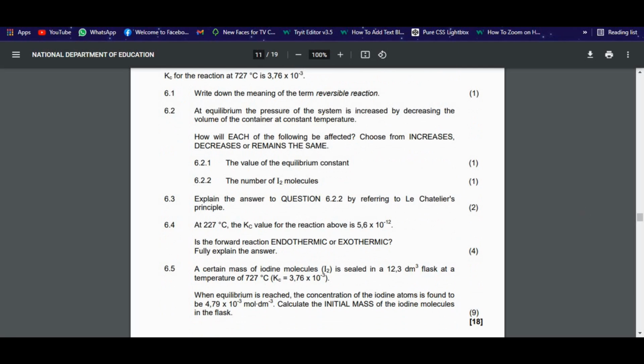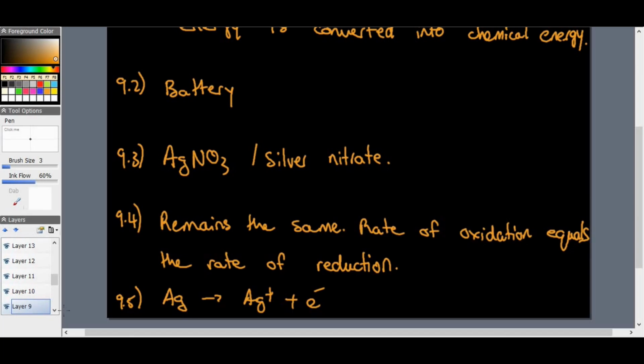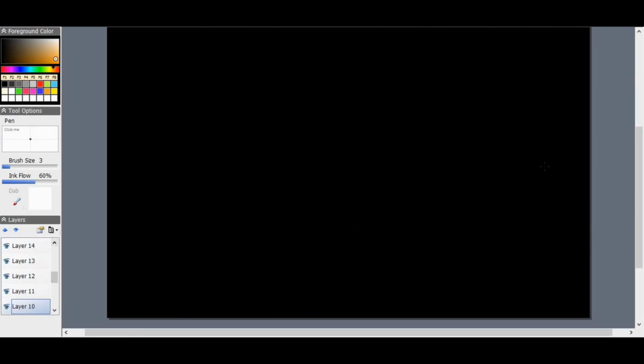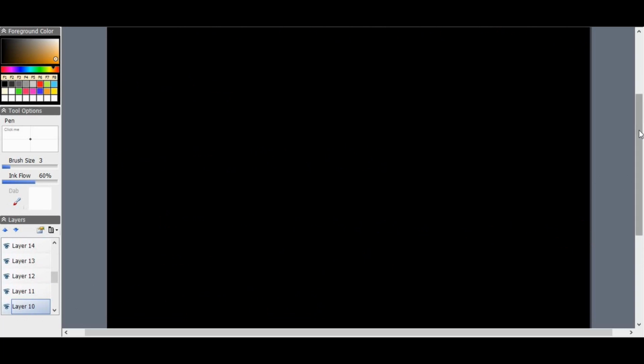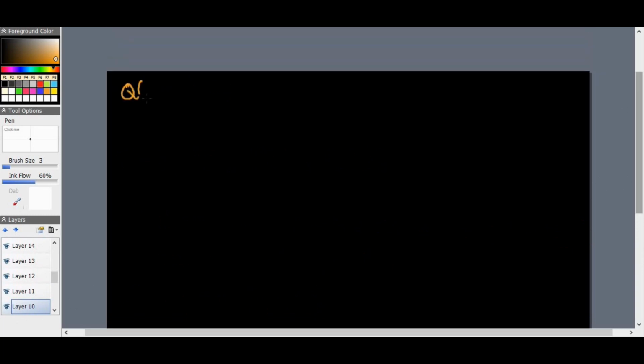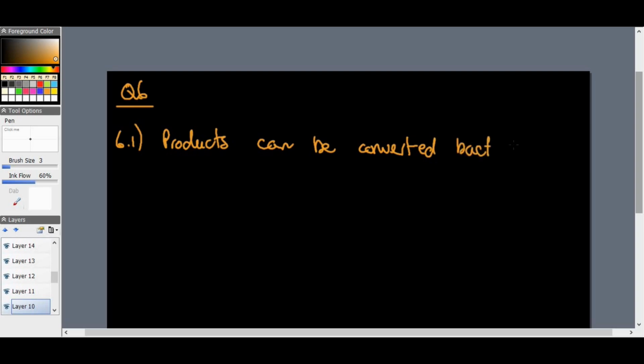Okay, well, that's pretty straightforward, I think, for question 6. Let me just scroll to the top here. All right, for question 6, it's basically that products can be converted back to reactants. Spell that properly. Back to reactants. Okay, short, sweet, precise, correct.